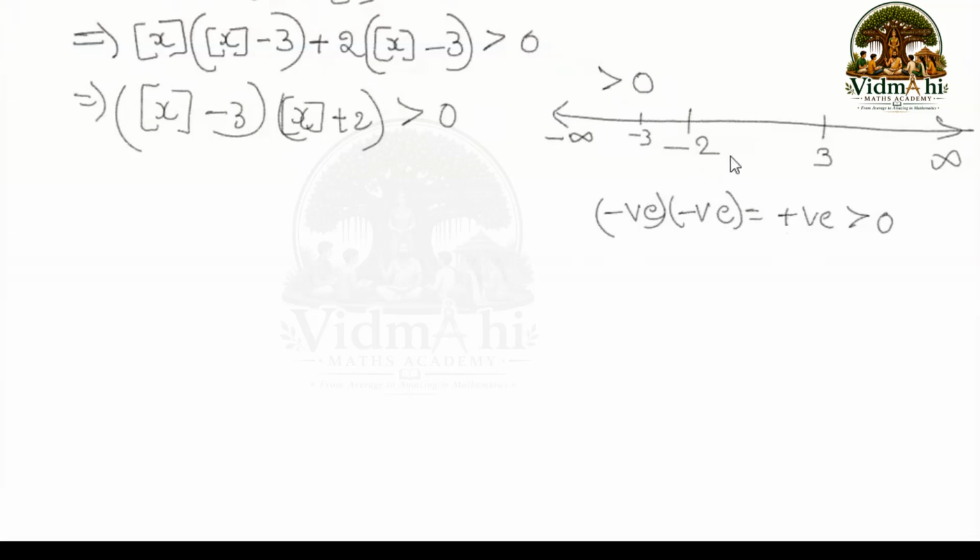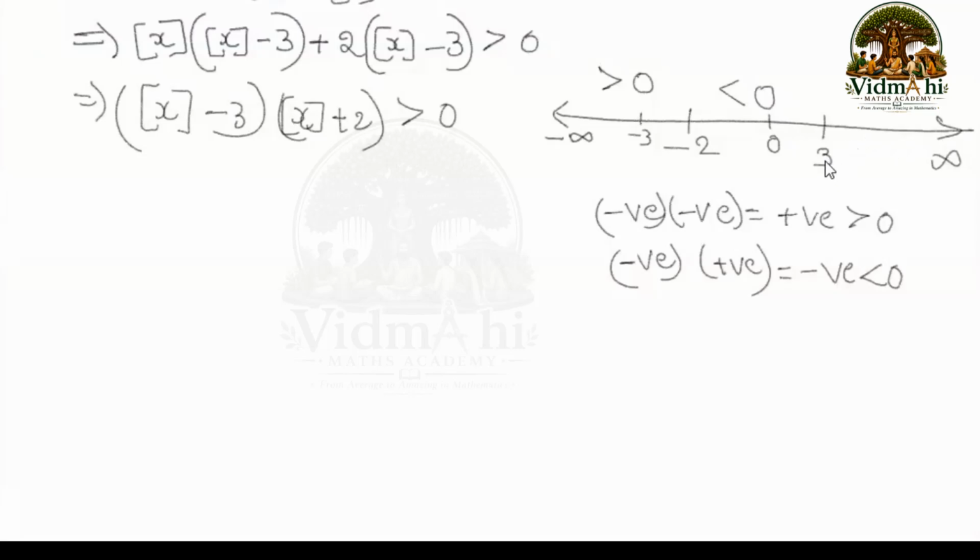Next, in between minus 2 to 3, give any one value. For example, if you give 0. What is greatest integer of 0? 0. 0 minus 3 is negative. Greatest integer of 0 is 0. 0 plus 2 is positive. Negative into positive is negative. So, that is less than 0. In this interval, the function is less than 0.